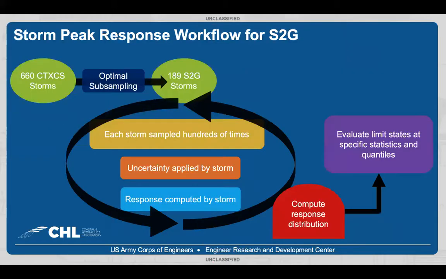The stochastic approach for the S2G began with the optimal subsampling of the 660 storms to create a reduced storm suite of 189 storms. Each of the storms was sampled hundreds of times, uncertainty was applied by storm, and the response was computed by storm. Uncertainties included aleatory and epistemic uncertainties. The response distributions are then computed and limit states are evaluated at specific statistics and quantiles. This approach maintains the integrity of both the nonlinear processes and the underlying complex joint probability of forcing. So the understanding of risk defined at a specific statistic is consistent across the entire project.